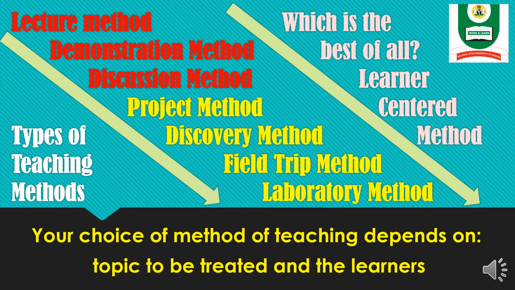And let me say this, the best of all the methods is that very method that is more learner centered. You can see the arrow. The arrow shows how learner centered they are. And you see laboratory method down the line. So from the red showing goes to yellow. And your choice of method of teaching depends largely on the topic you want to treat, and on the age of your learners, the characteristics of your learners. So those ones are very key.